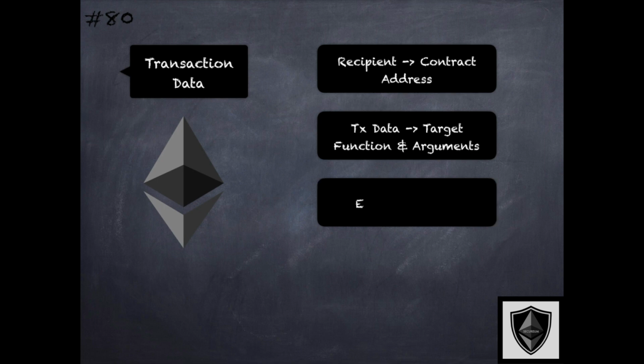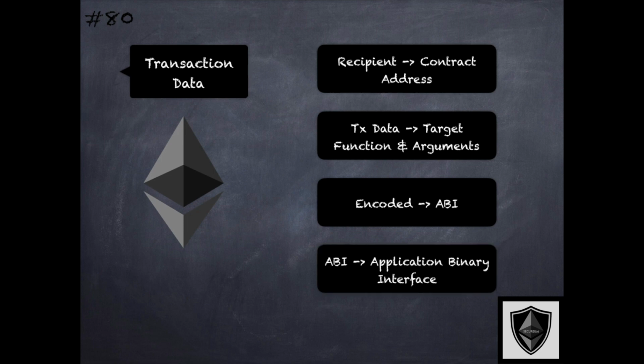So this function and arguments that are the components of data have to be encoded, and this is encoded according to the ABI. And ABI stands for Application Binary Interface. Now let's take a look at what that means.